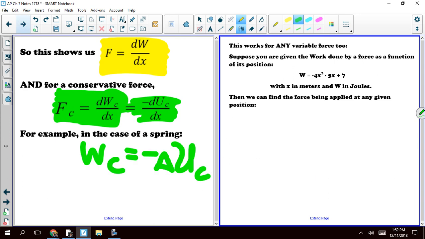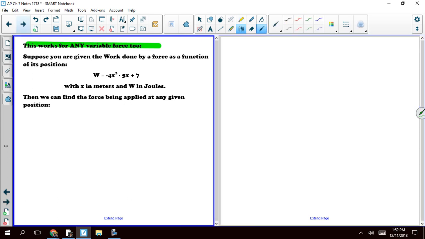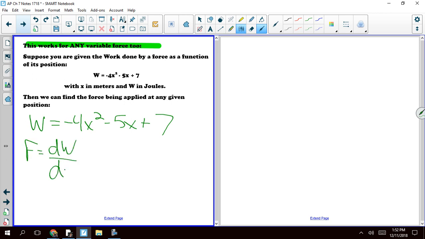So let's do one last example, and then I think I'm done with you here. This works for any variable force. If I tell you that the work done by some force is negative 4x squared minus 5x plus 7, with x in meters and work in joules, then you can find the force being applied at any given time. The force is just the derivative of the work with respect to position, which is the derivative with respect to x of negative 4x squared minus 5x plus 7. So the derivative of that is, let's see, you're going to get negative 8x minus 5, right?